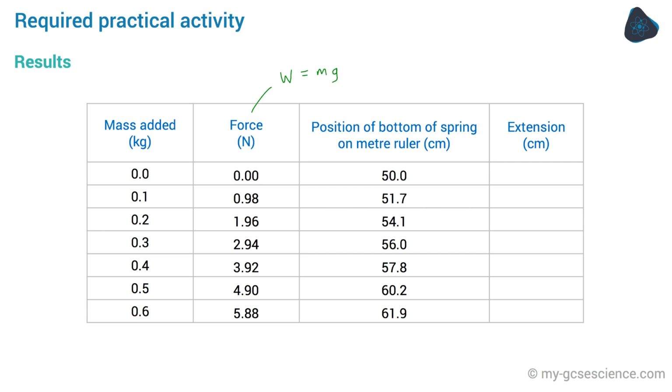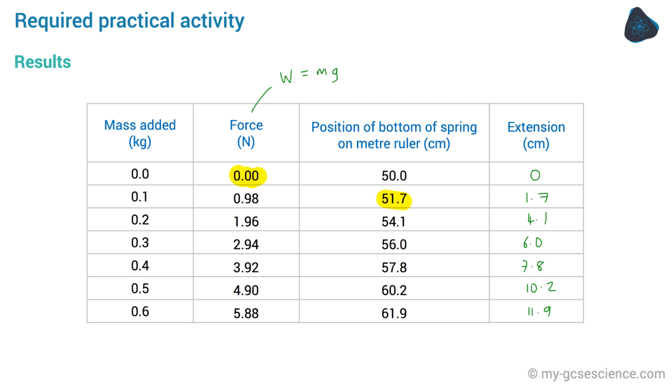The first row of data shows us the position of the bottom of the spring when no force was applied to it, so the extension at this point is 0. As you can see, when a 100 gram mass was added to the spring, the bottom of the spring moved down to a position of 51.7 centimeters, so the extension at this point was 51.7 minus 50, which gives a value of 1.7 centimeters. In each case then, the extension is just equal to the difference between the current position of the bottom of the spring and its original position of 50 centimeters when no force was applied to it. By carrying on in this way, we end up with a full set of results.